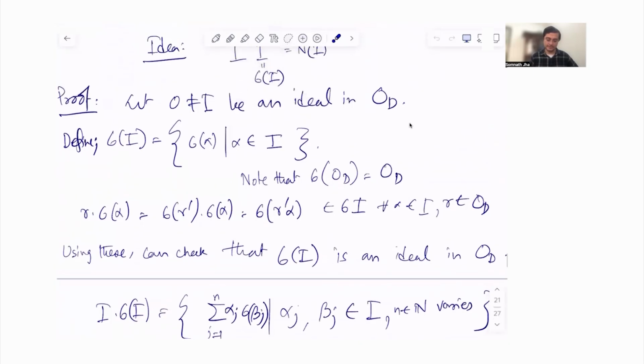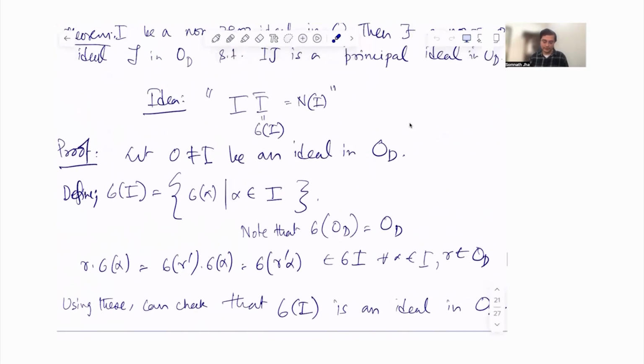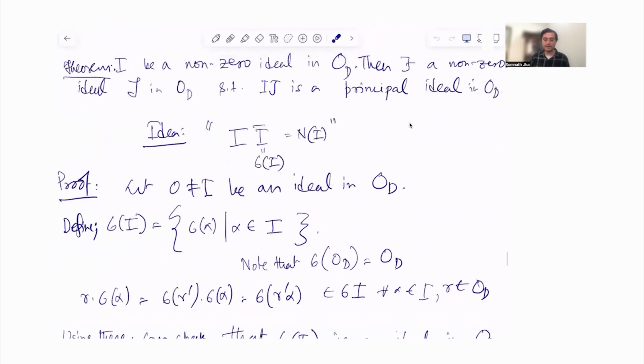Welcome back. In the last lecture, we showed that given any ideal I in OD, there exists another non-zero ideal J in OD, such that I times J is a principal ideal. In fact, the J we took to be equal to sigma of I, the set of sigma of alpha, alpha belonging to I.